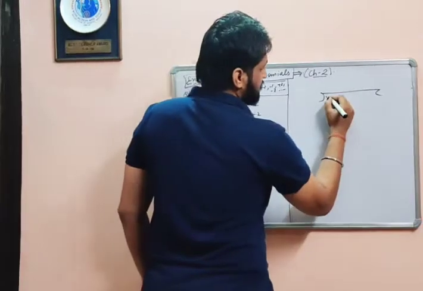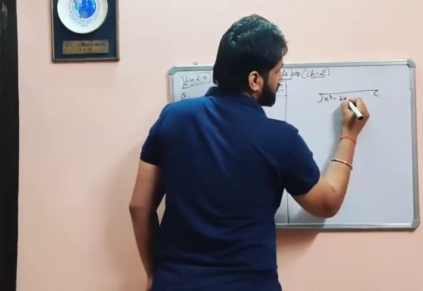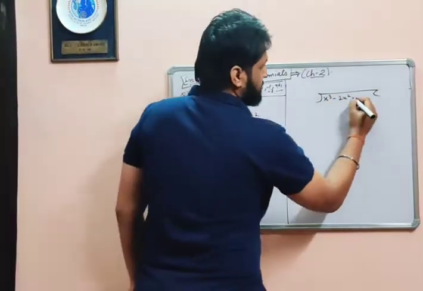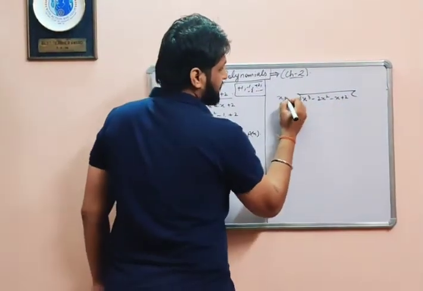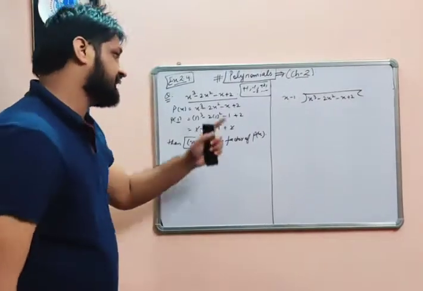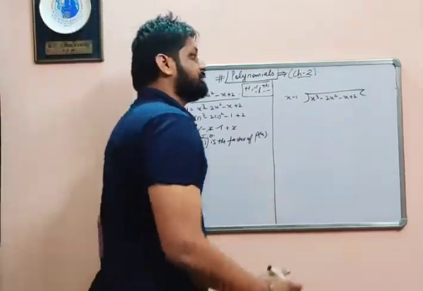x cube minus 2x square minus x plus 2, and one factor is x minus 1. We have to divide it now.